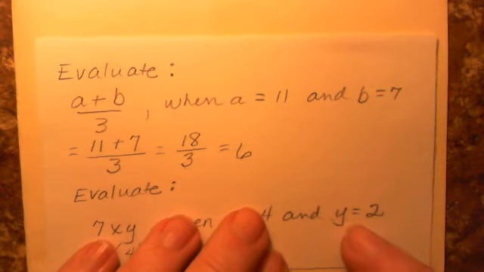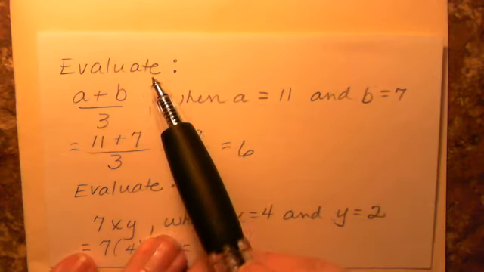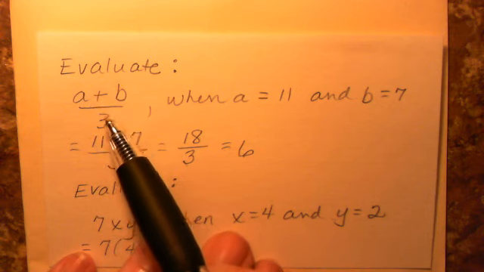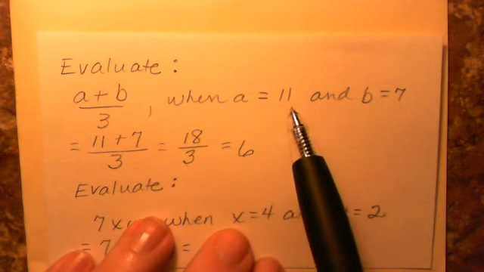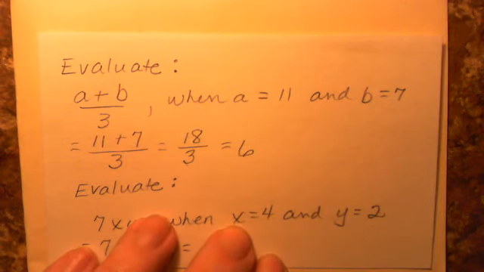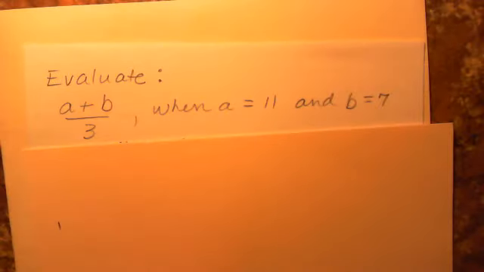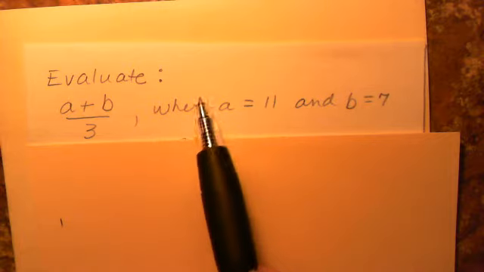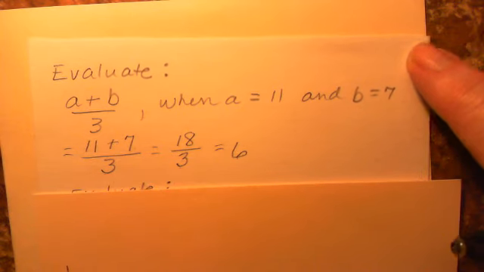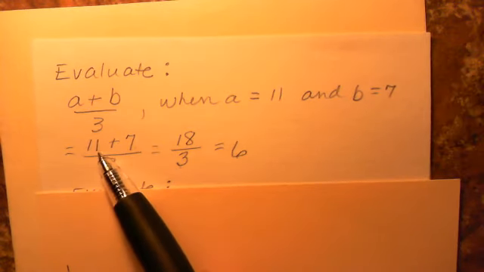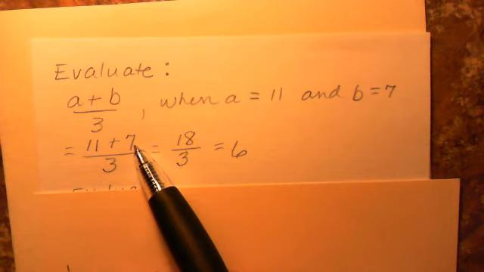First, let's look at evaluate. If we are to evaluate a plus b over 3 when a is equal to 11 and b is equal to 7, our job is to substitute 11 for a and 7 for b in the expression. So we rewrite the expression and substitute 11 for a and 7 for b.